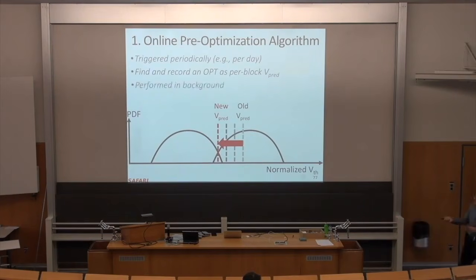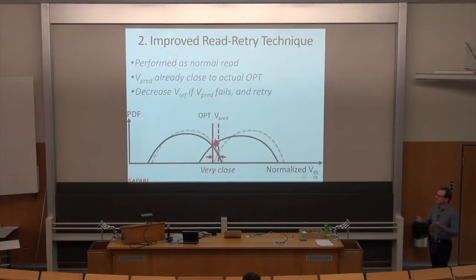You do perform it in the background, so you get a small storage overhead, which is in the paper. It's similar to the read disturb mechanism. And if you want to improve the read retry, now you use this predicted read reference voltage. And this predicted read reference voltage is hopefully already close to the real optimal, right? The real optimal is really what you need at that point in time to minimize the errors.